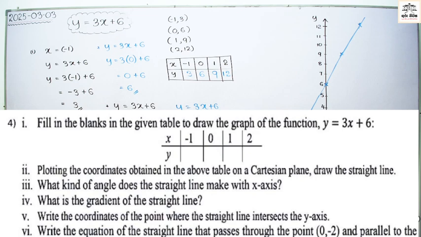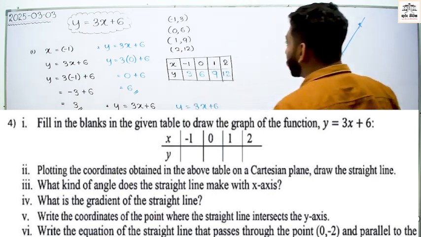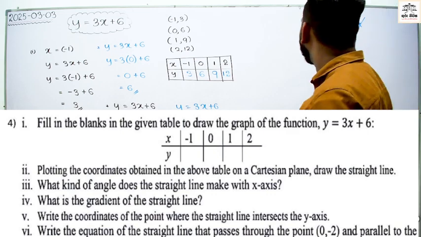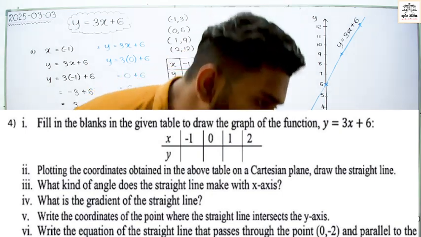And our first one and second one are done. Plotting the coordinates obtained in the above table in a Cartesian plane, draw the straight line. Right. We draw the straight line. And what is the formula? The equation y equals 3x plus 6. Y equals 3x plus 6.